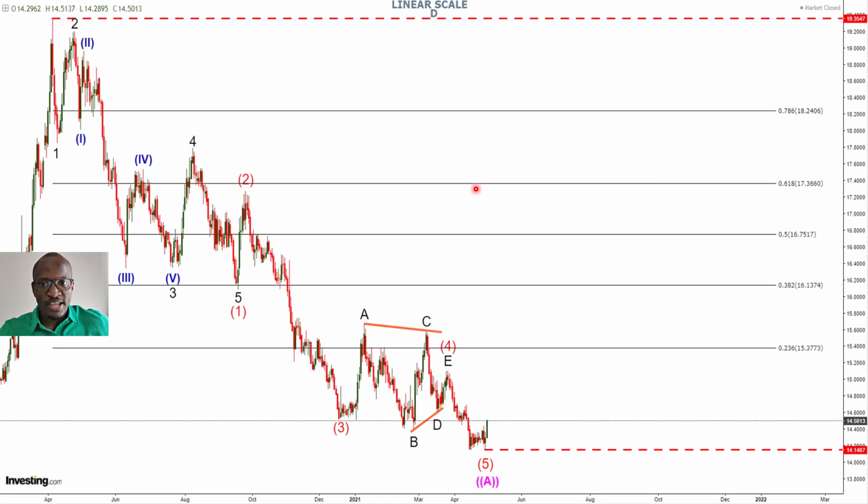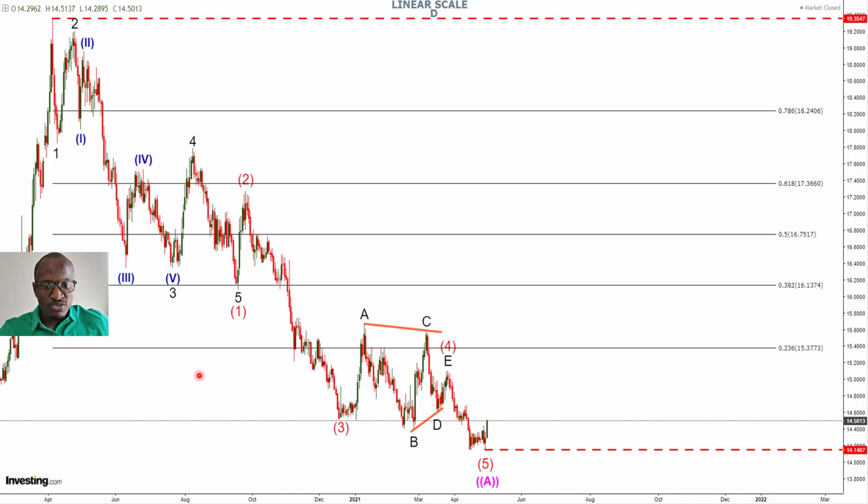If this is indeed the terminal point for wave 5, what are the implications going forward? So we now have to look at this market holistically from this peak at 19.3547 to this low at 14.1487, and then using the Fibonacci retracements. So what you see here are the Fibonacci retracement levels, and it's impossible to determine beforehand where the market will terminate, but using these levels we can estimate potential price zones.